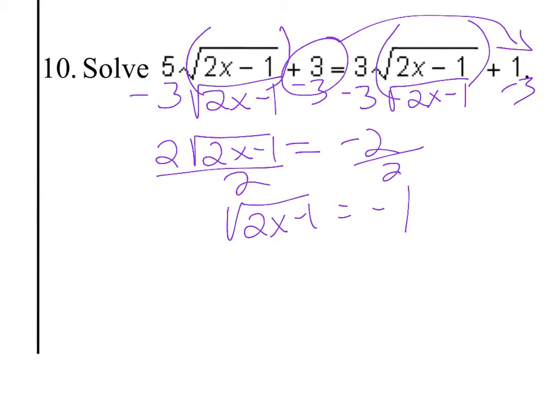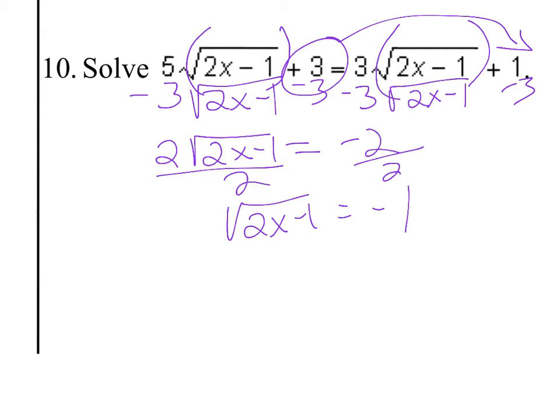Square root cannot equal a negative number. This is going to be a no solution. There are different ways to figure it out. If you continue to work this problem, you're going to get a number, and then you plug it back in and it's not going to work because there is no solution.